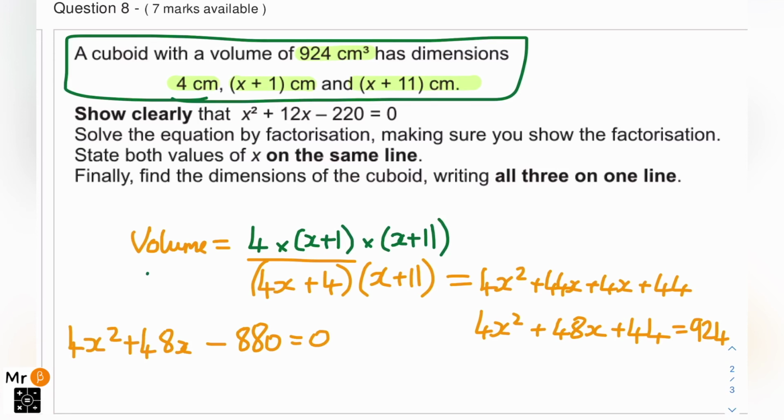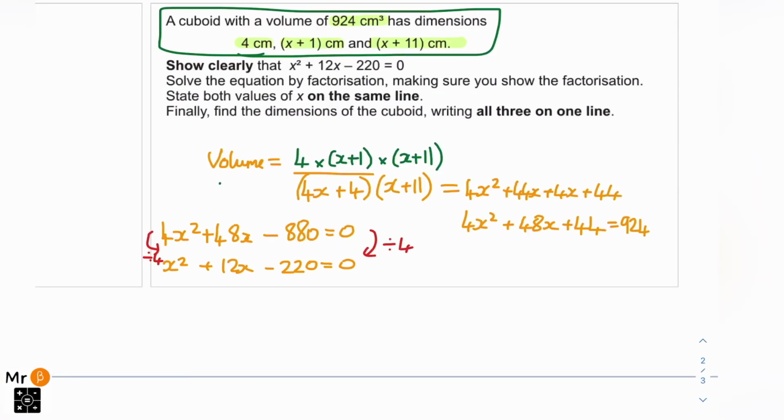However, we've got this 4x squared, and they've only got this 1x squared in their answer. So we now need to divide each of the three terms by 4. That leaves us with x squared plus 12x minus 220 is equal to 0. We remember to divide both sides by 4 so that we don't change our question. It then wants us to solve the equation by factorisation and then writing the dimensions of these. So we now need to solve this quadratic.